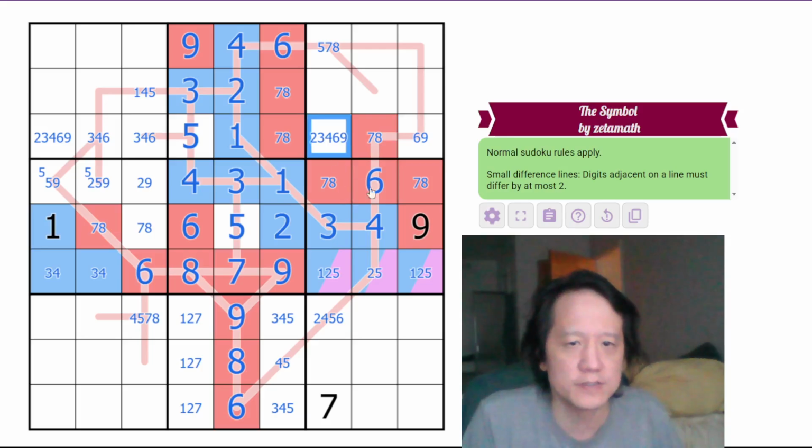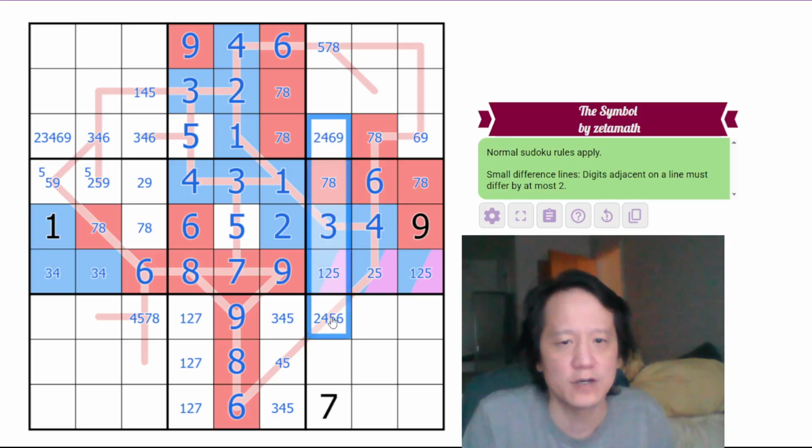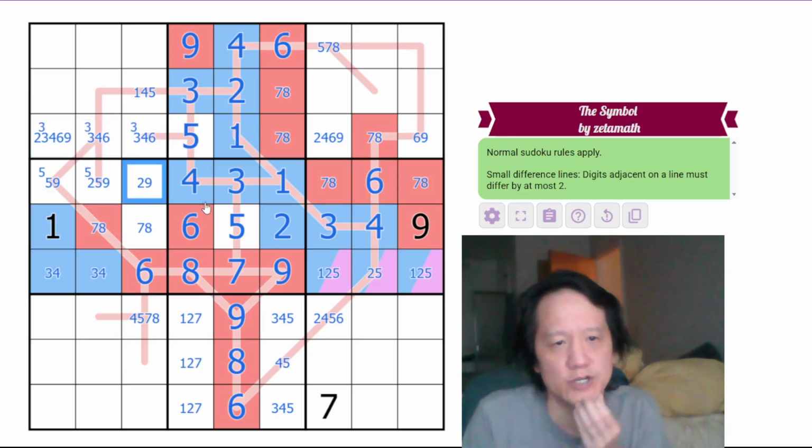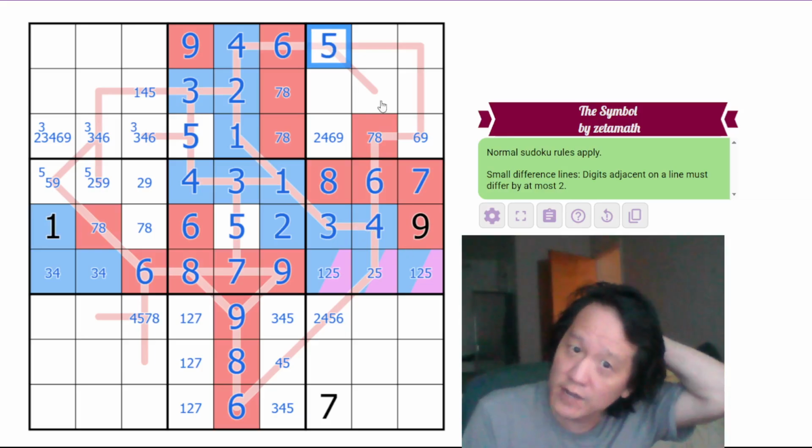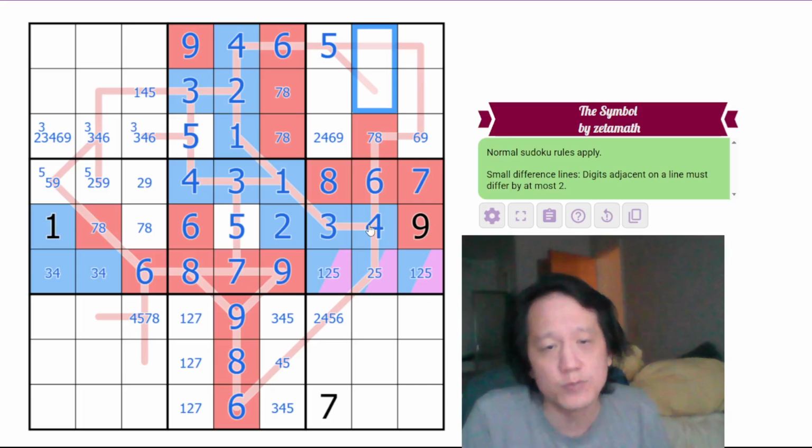Okay. This can't be 3 because of the 3 in the column. Therefore, we're guaranteed one of these digits is a 3. This can't be 7 because this 7 eliminates 7 here. So this is 8, which makes this 7. This can't be 7 or 8, so it must be 5. The only digits which are 2 or more away from 5 have to be 3, 4, 6, or 7. 4 and 6 cannot be here.